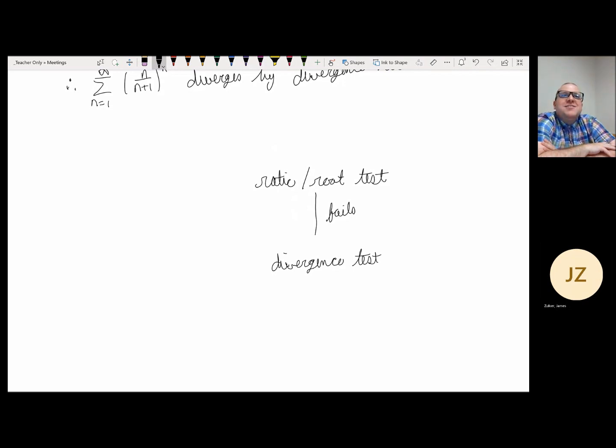In the off chance that divergence test also fails, that's when you cry. Because then you have to do one of the others. Right, I'll typically try to do one of the comparison tests, unless it's alternating. Like the very last test I'll do is integral test.